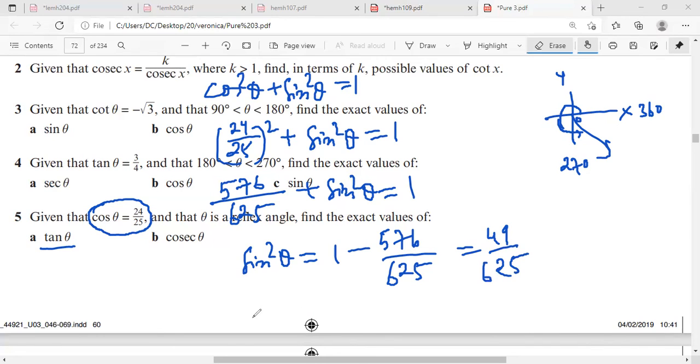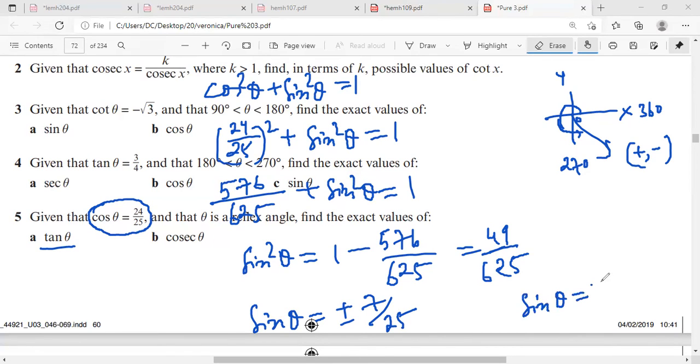And this will give me sine theta is equal to plus minus, 49 by 625 means you can say 7 by 25. But since this is in the fourth quadrant, and in the fourth quadrant the coordinate is like plus comma minus, the second coordinate is sine, and this is always negative. So that means sine theta is negative 7 over 25. Okay. You got the value of sine theta.